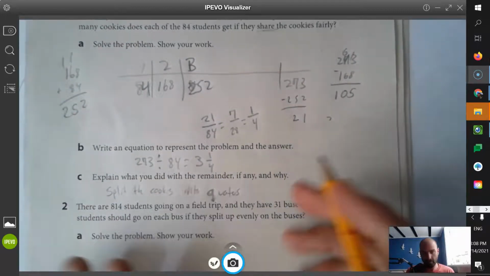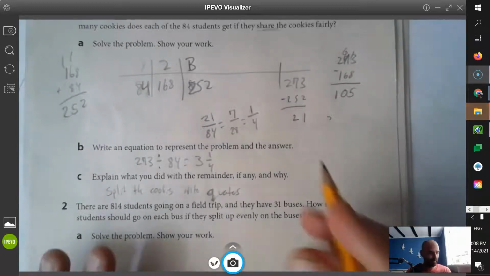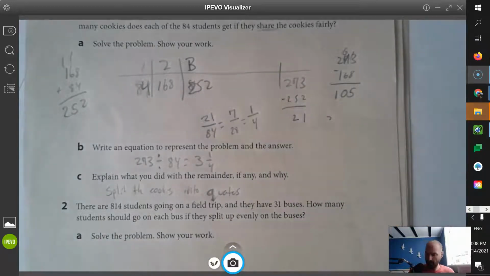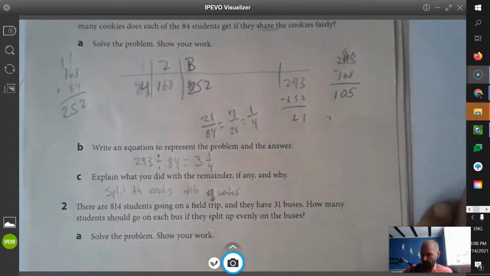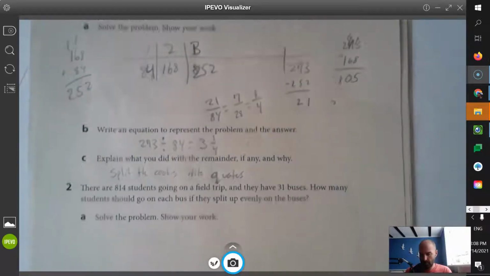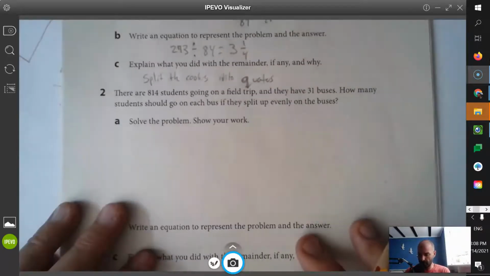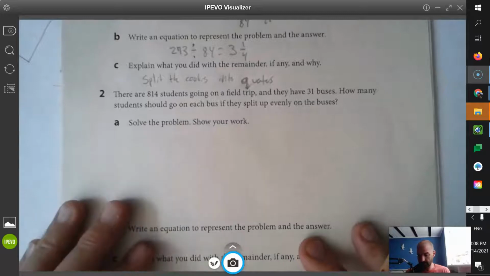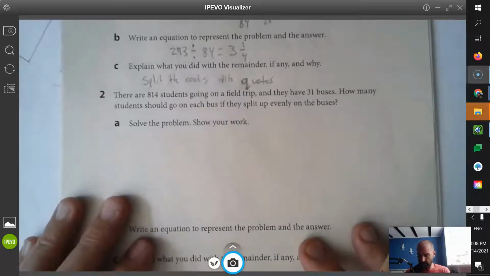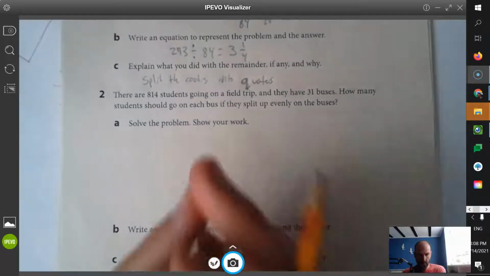All right. Moving on. Number 2. Well, there are 814 students going on a field trip. They have 31 buses. How many students should go on each bus if they split up evenly on the buses? So I have a group, this is sharing again. I'm sharing students onto buses. Students should go on each bus if they split up evenly.